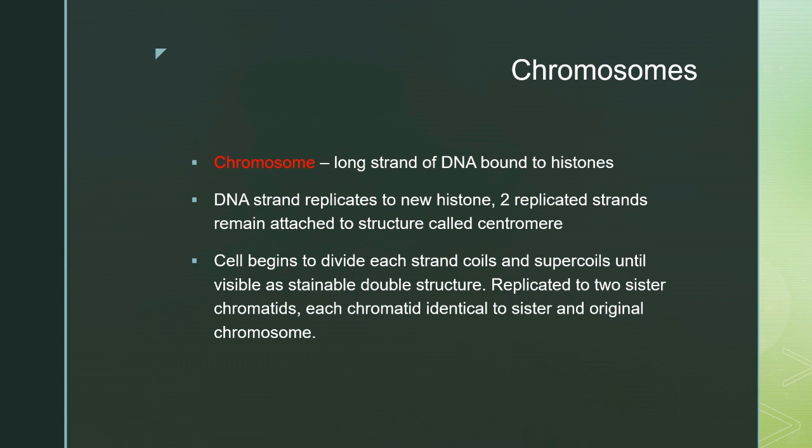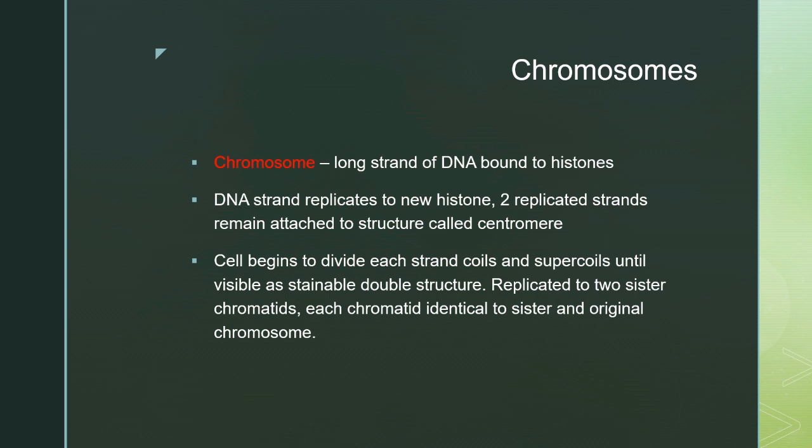Basically, not much you really know about chromosomes, because that's going to be the first thing we're going to talk about. A chromosome is just a long strand of DNA bound to histones. The DNA strand replicates to a new histone, and these two replicated strands remain attached at a structure called a centromere. So the centromere is the little bit that connects the two chromatids, so it's supposed to be a line whenever you see it.